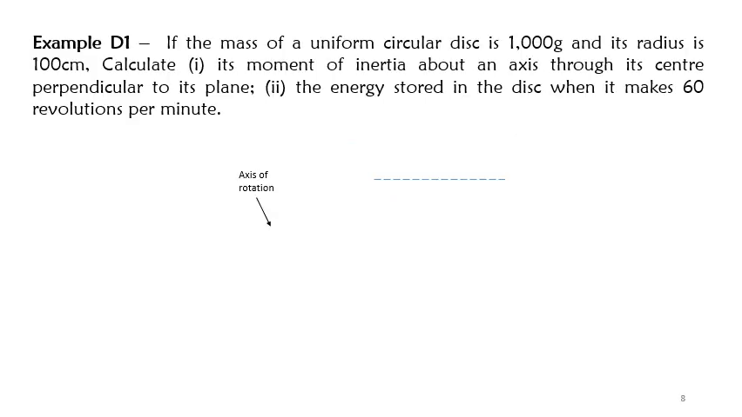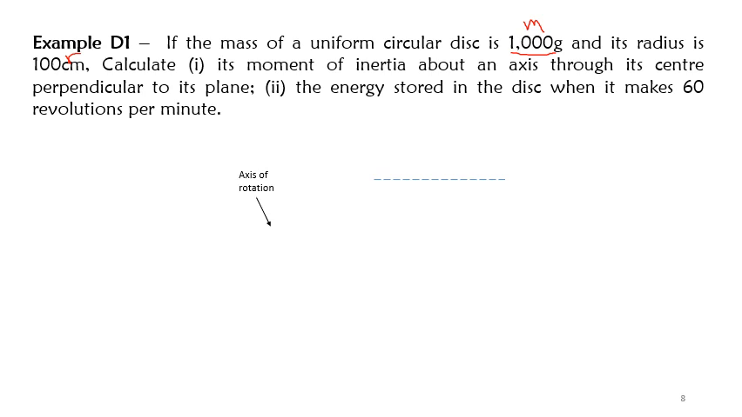Now, look at this example. The mass of a uniform circular disc is 1000 grams, and its radius is 100 centimeters. We have the mass of a circular disc and the radius. Now, calculate its moment of inertia about an axis through its center.